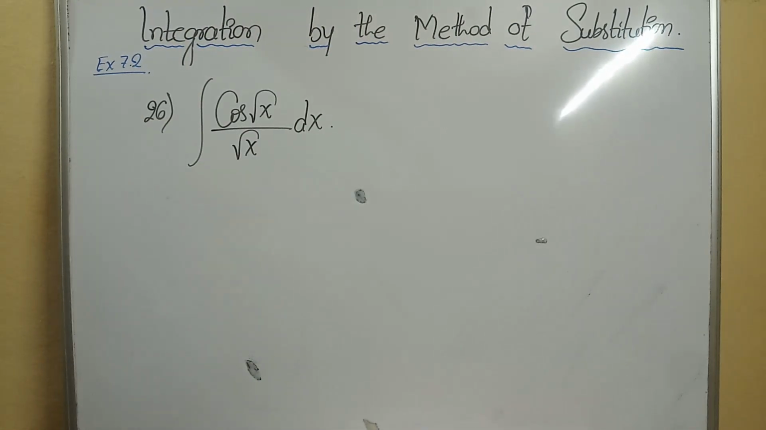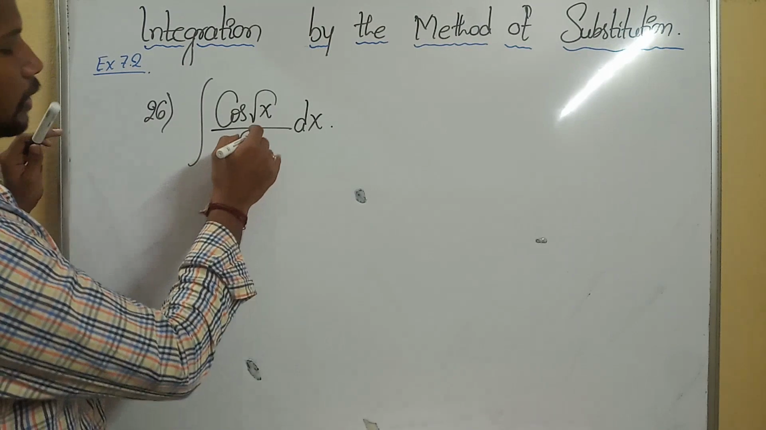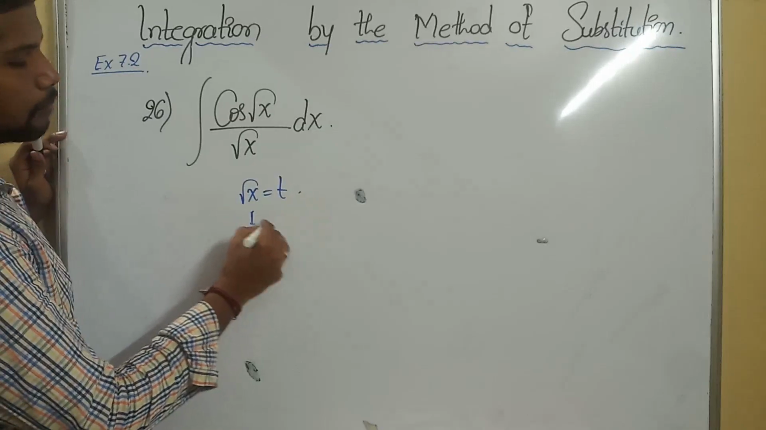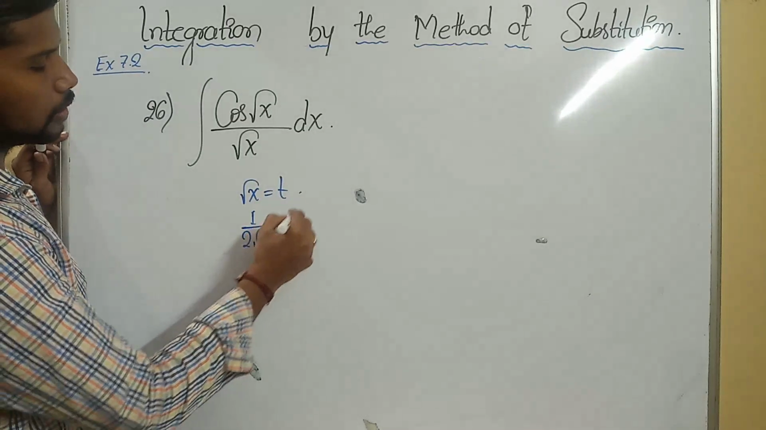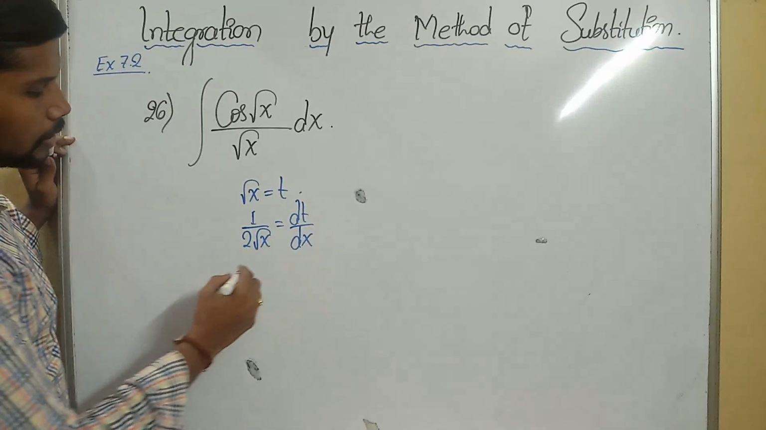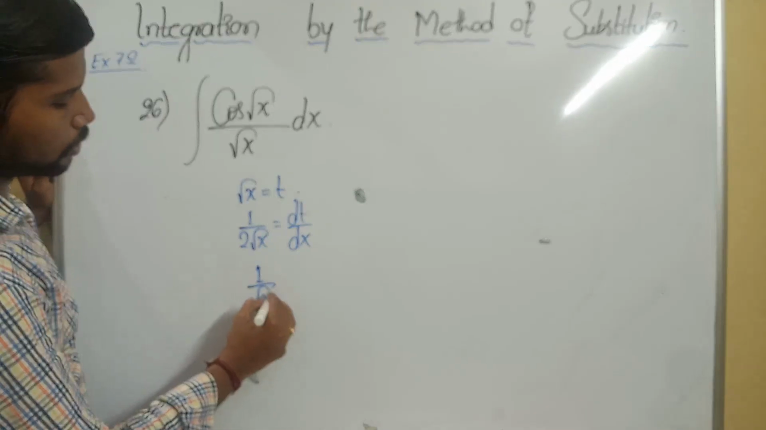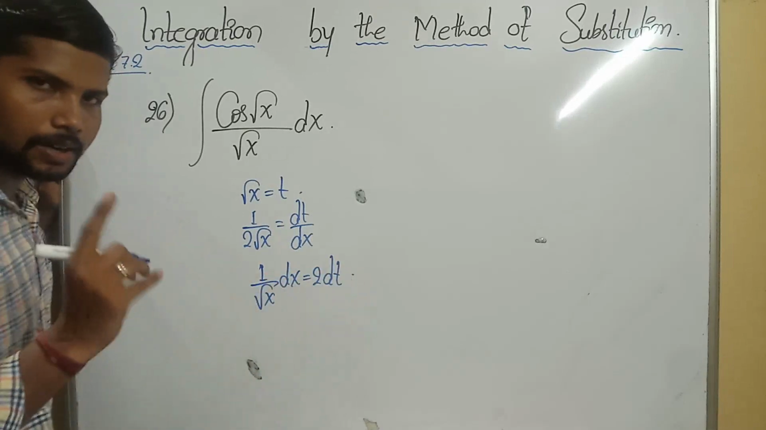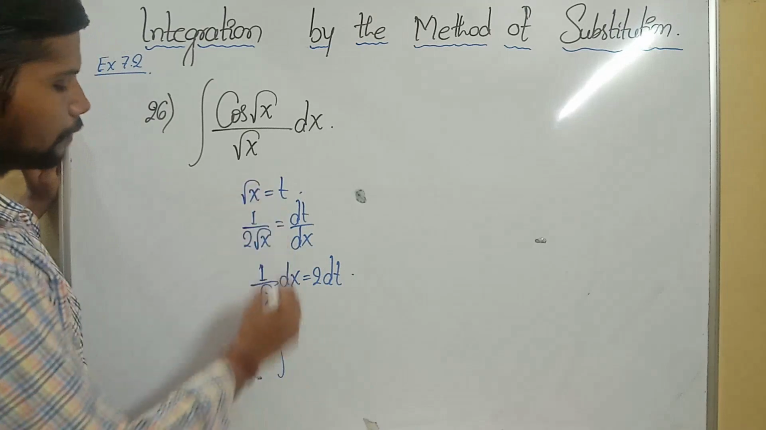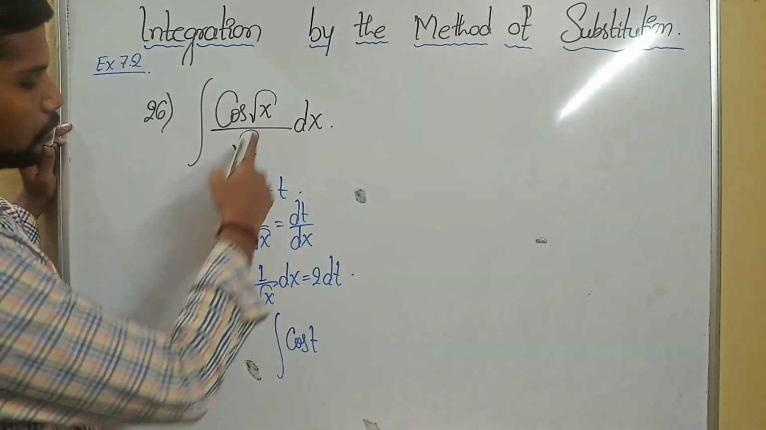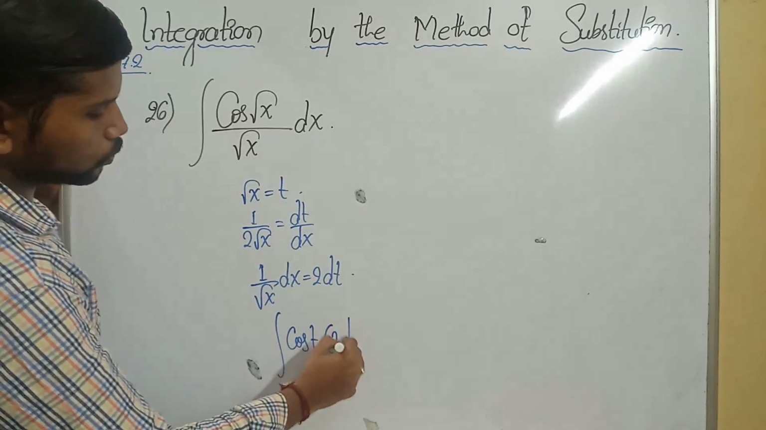Focus on the board. In this section, this will be the last example. I'd like to take root x as t, because the derivative of root x will be 1 by 2 root x, and the derivative of t will be dt by dx. Now it will be 1 divided by root x dx is equal to 2 dt. Got it? Then the integral of it will be cos of t. Root x as t, 1 by root x dx will be 2 dt.